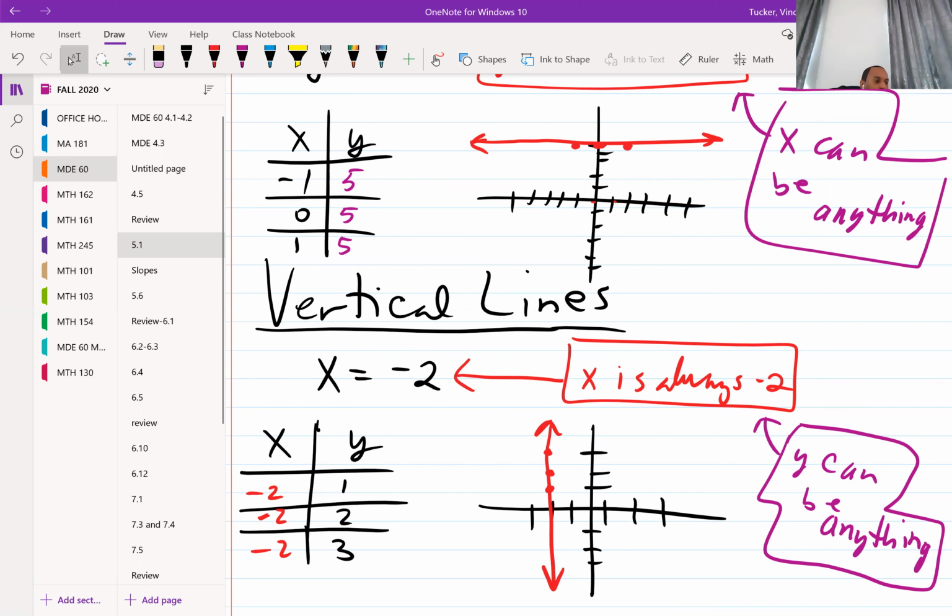All right. Any questions? So that's it for 11.1 and 11.2, just graphing. 11.3, we'll look at next class, which is slopes. And then we'll go from there. Any questions or concerns before we close out?